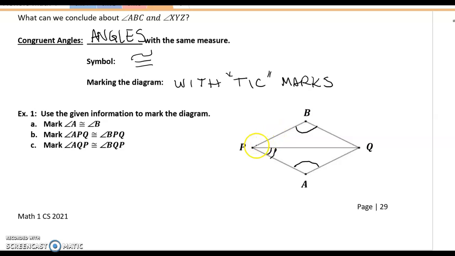So B to P to Q. It's this angle that we're going to put a double tick mark. So those 2 angles are congruent. Angle AQP, A to Q to P, I'm going to go ahead and mark with a triple tick mark. That's congruent to angle BQP. Because those 2 angles are said to be congruent, we're going to use the same tick marks to indicate that.